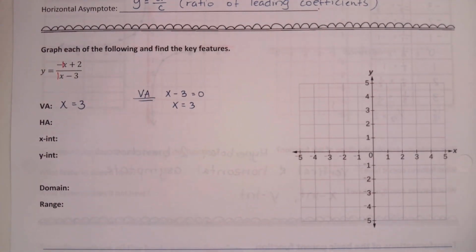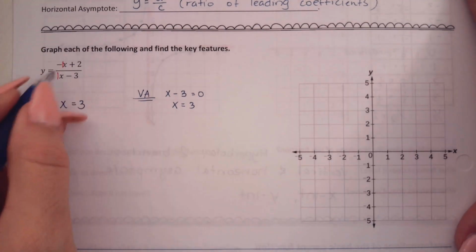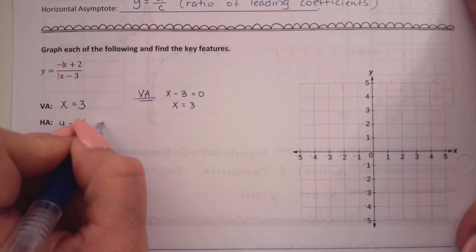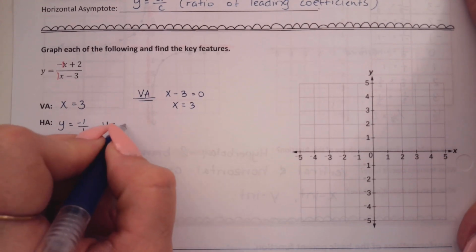My horizontal asymptote is going to be the ratio of these two leading coefficients. -1 over 1 would simplify to just -1.